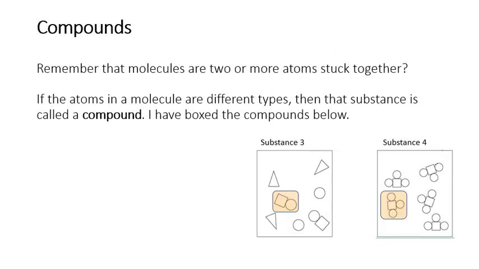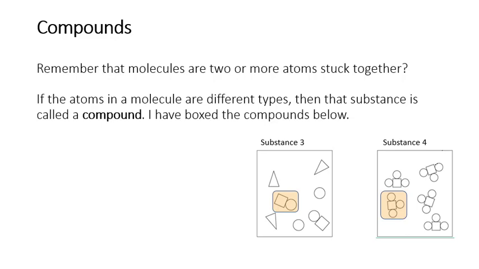And lastly, we'll talk about compounds. Remember that molecules are 2 or more atoms stuck together? If the atoms in a molecule are different types, then that substance is called a compound. I have boxed the compounds below. In substance 3, you can see that there is a square bonded to a circle. 2 different types of atoms. In substance 4, you can see that 3 circles are bonded to a square. So in this particle, there are 2 different types of atoms.